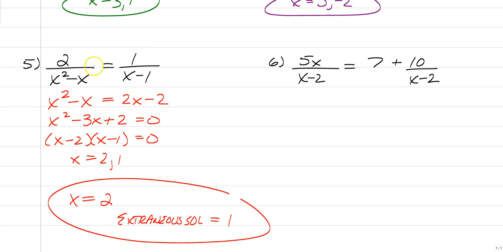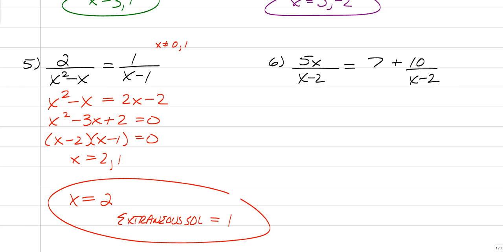Now, why is 1 extraneous? Because if you were to go back to the beginning, x is not allowed to equal 0 or a positive 1. And that's because I told you, whatever makes the denominator 0 is not allowed. So if you plug in a 1 here, 1 minus 1 is 0. If you plug in a 1 here, 1 minus 1 is 0. But if you plug in a 0 here, 0 minus 0 is also 0. So whatever makes the denominator 0 is not allowed.